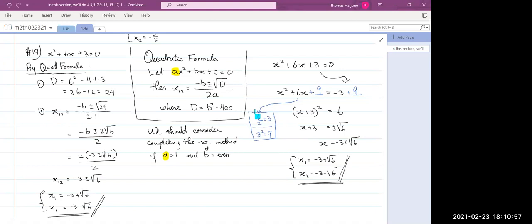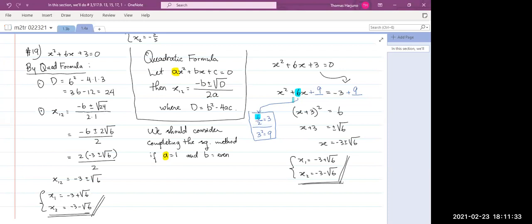Okay, but in case the leading coefficient is 1 and the coefficient of x is even, then dividing this even number by 2 will still be an integer and squaring that integer is still an integer. If this 6 here were 7, for example, then dividing it by 2 will be 7 over 2. Squaring it will be 49 over 4, which is fractions and harder to deal with. In that case, the quadratic formula may be faster for you.